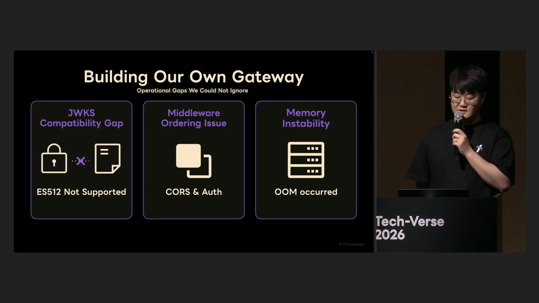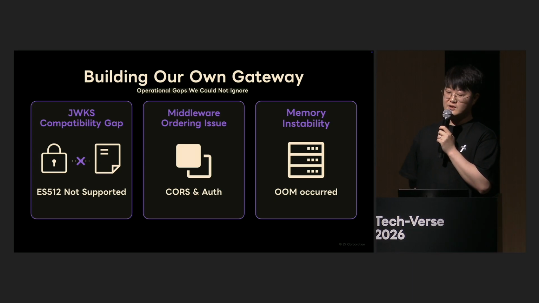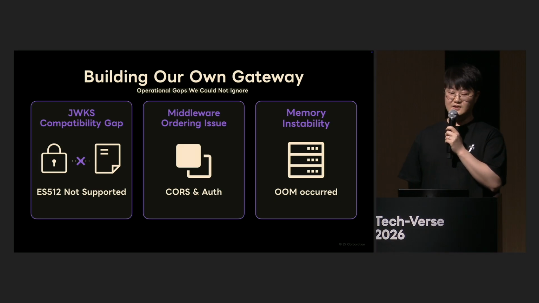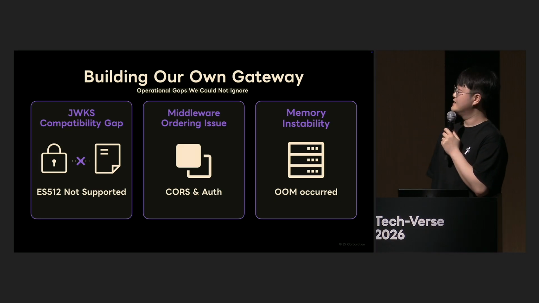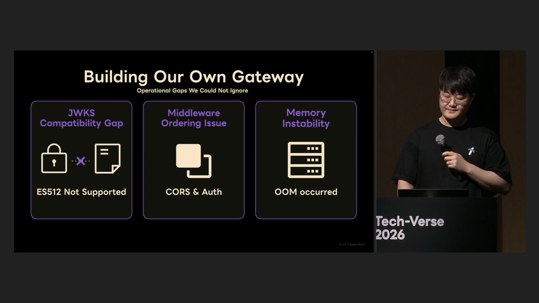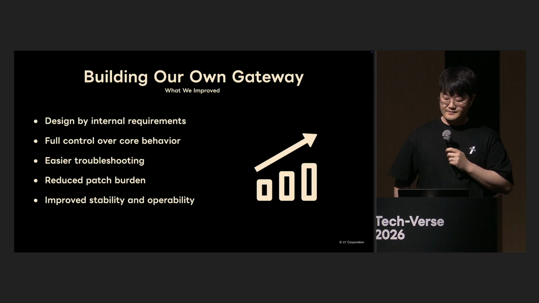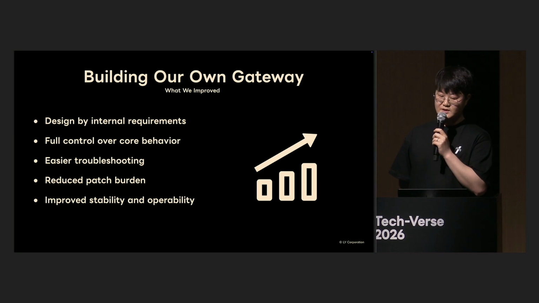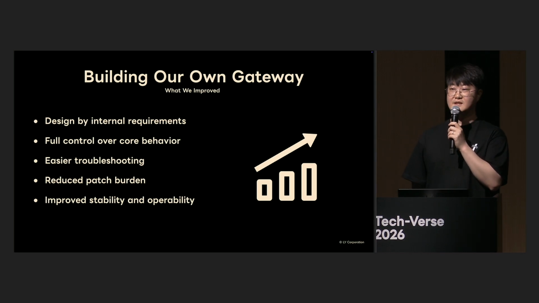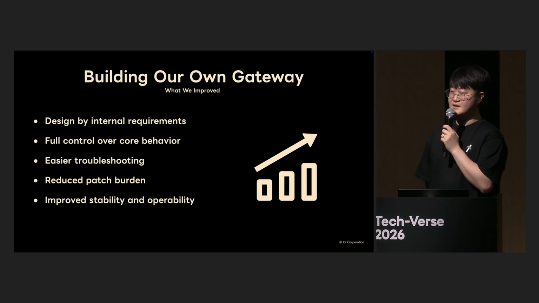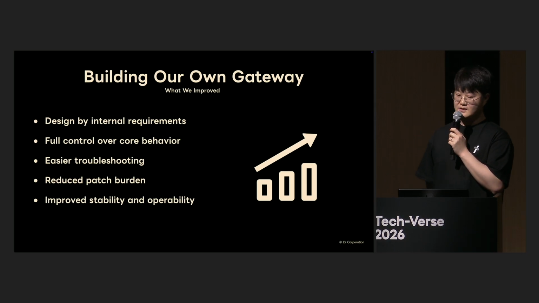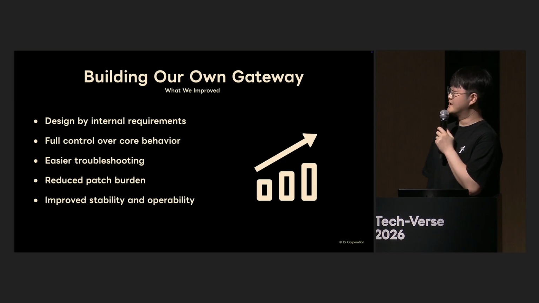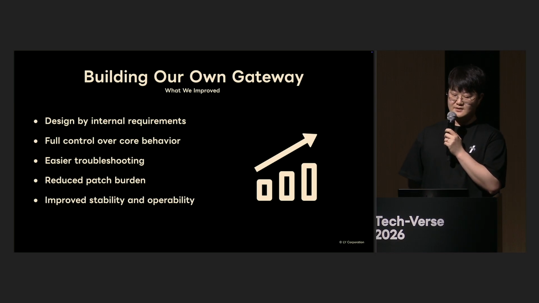As these problems accumulated, we determined that we needed our own gateway that could quickly fix necessary functions and control them according to the operating environment. During the redevelopment process, we proceeded in a direction that would allow us to improve existing issues. First, we redesigned the gateway to meet internal requirements. We implemented it to allow direct control over the core operations of the gateway.